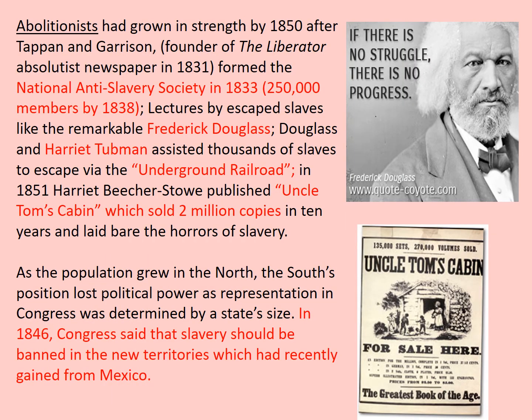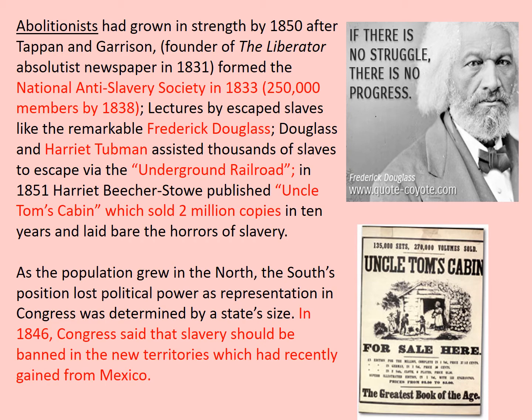There is, however, a clear moral movement led in the North about attacking slavery. We got abolitionists growing in strength, and they'd grown in strength for a number of reasons. We got the National Anti-Slavery Society, 1833, with 250,000 members by 1838. Frederick Douglass, an escaped slave, gave lectures. He and Harriet Tubman assisted thousands to escape via the Underground Railroad. And then in 1851, we got a very famous book, Uncle Tom's Cabin. 2 million copies sold in 10 years, really focusing on the horrors of slavery.